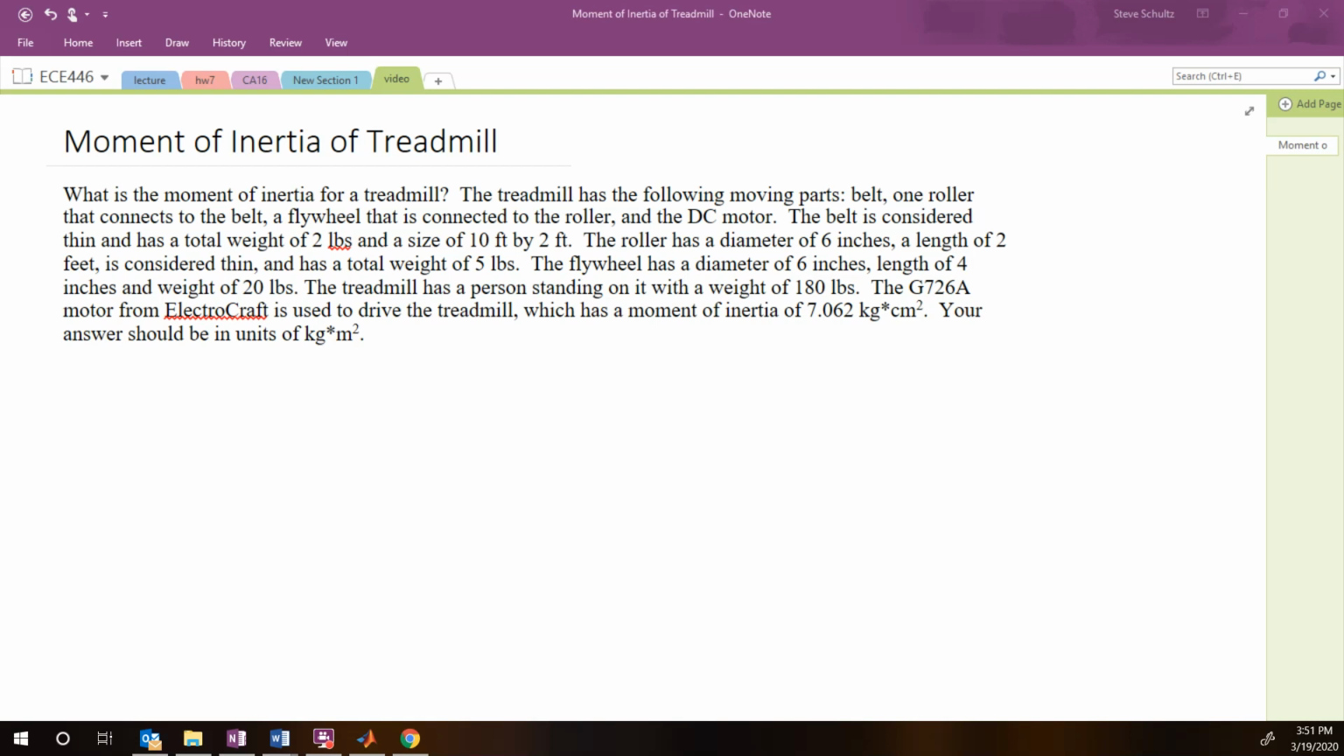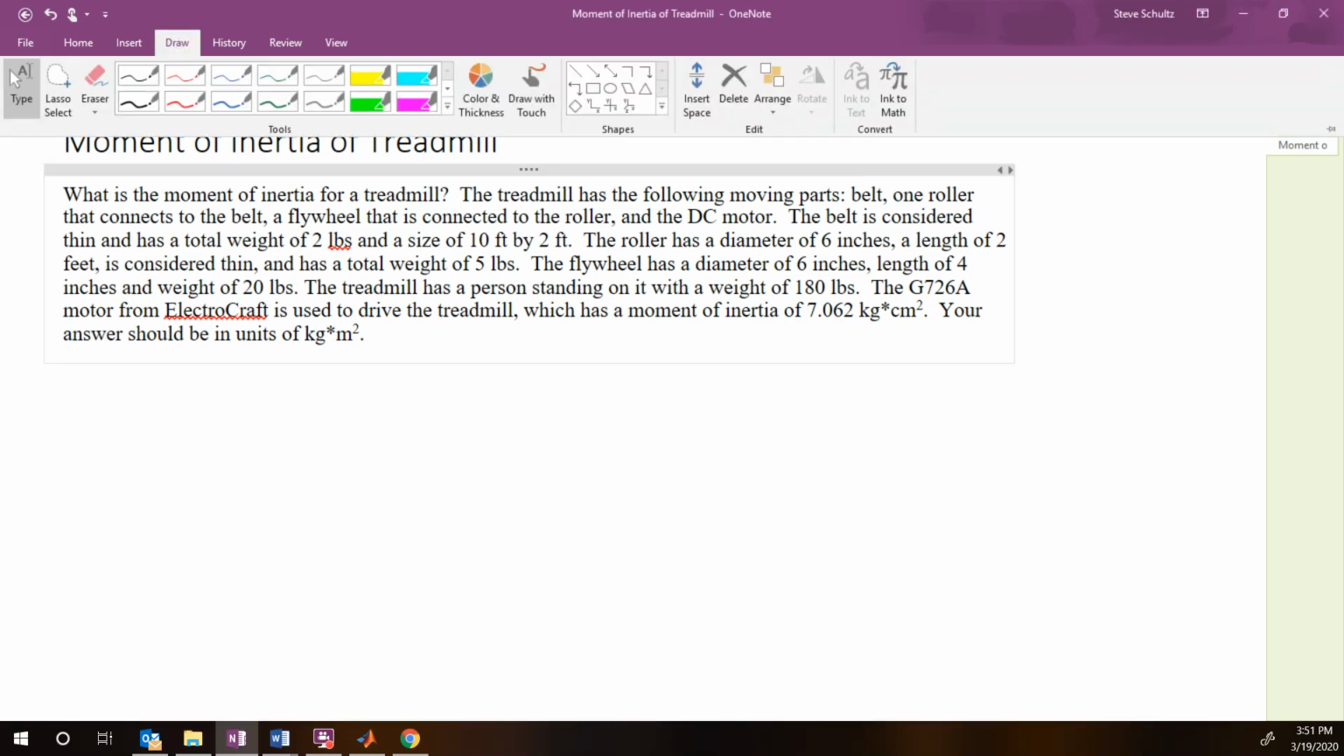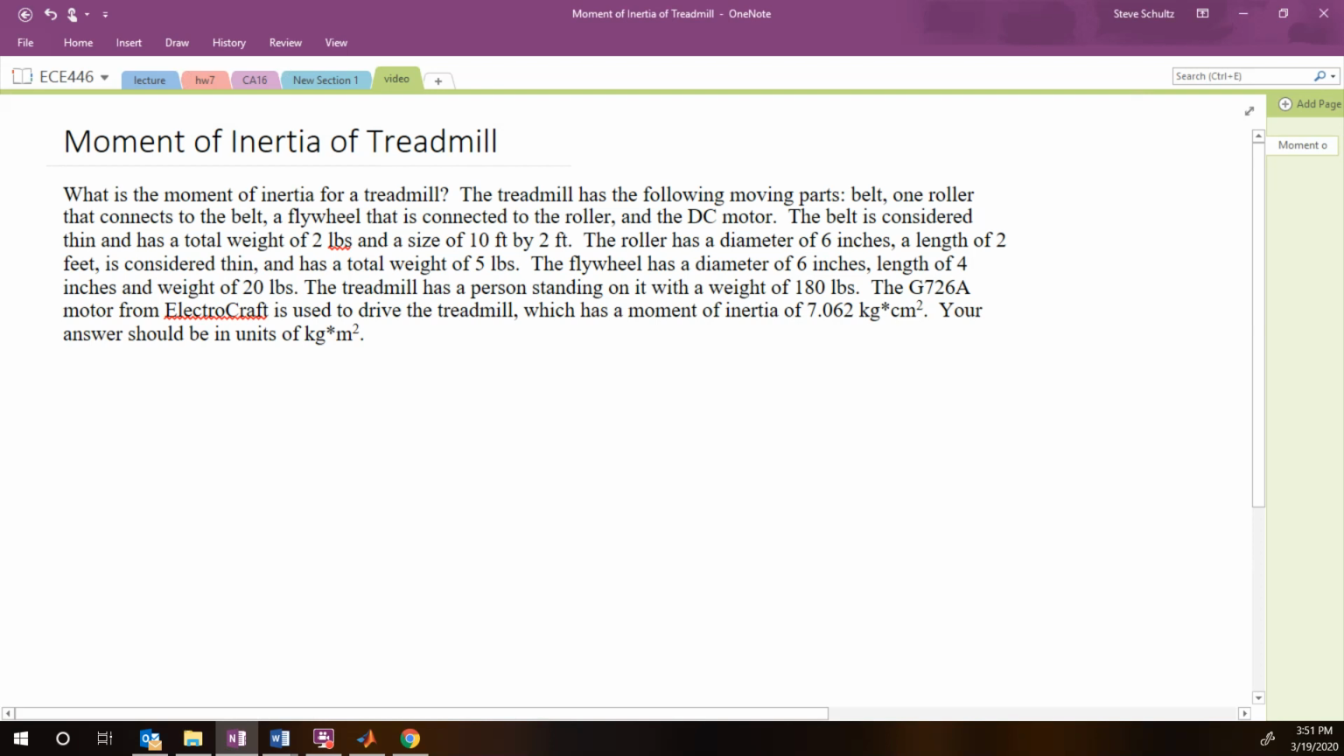Okay, so in this video, we're trying to find the moment of inertia for a treadmill. The treadmill has a bunch of different moving parts that we all have to take into account. You see that we have the belt, we have a flywheel, we have the roller, and we have the DC motor, and then we also have a person standing on the treadmill that's going to contribute to all of that.